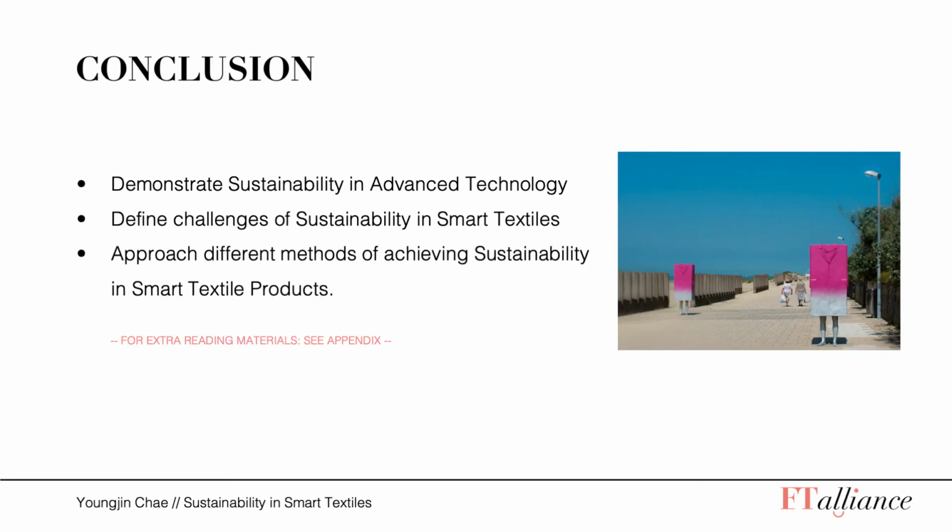Finally, the conclusion. In this lecture, we have demonstrated sustainability in advanced technology, and we have defined current challenges of sustainability in smart textile products. Four approaches of modular system, conscious design, energy scavenging, and new value creation in smart textiles have been suggested to achieve sustainability in smart textile products. In the appendix, you will be able to read more supporting information in detail.